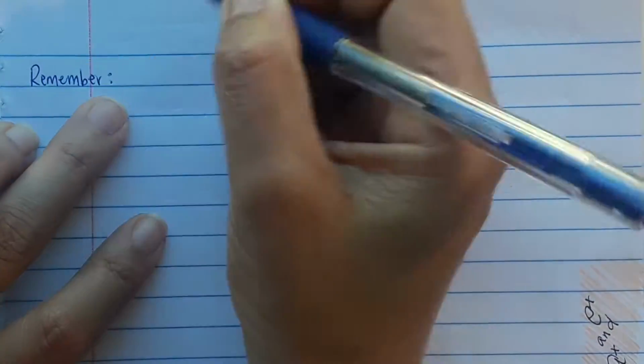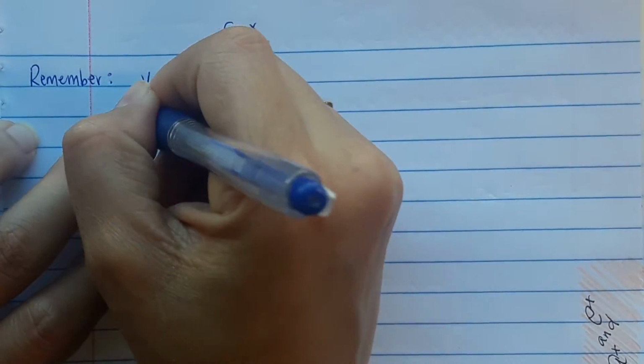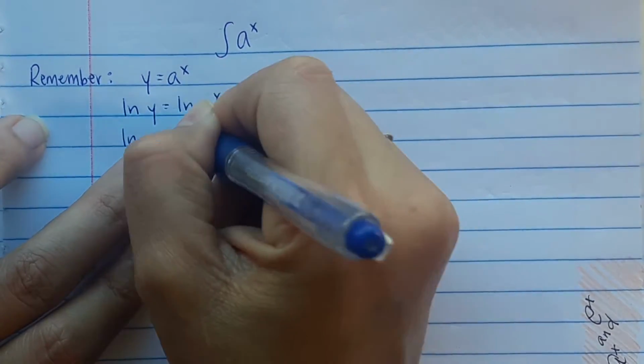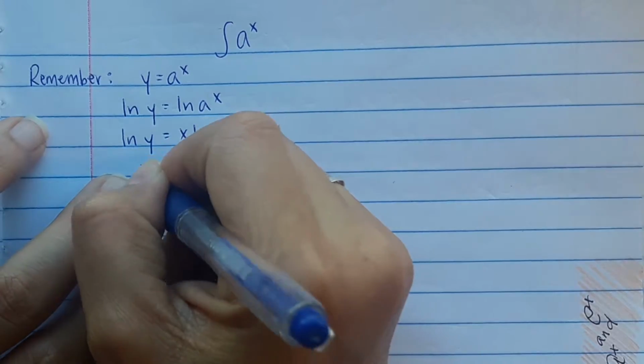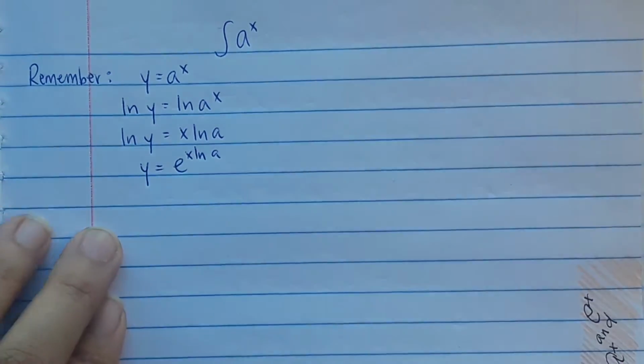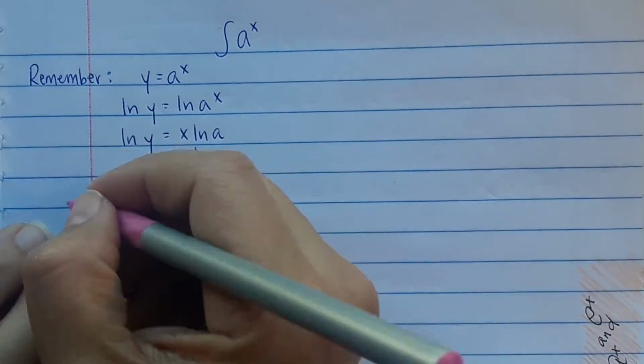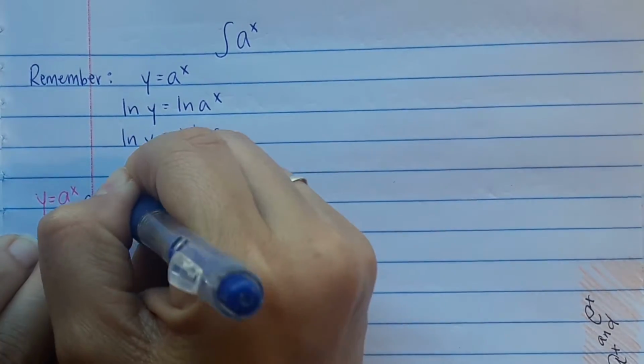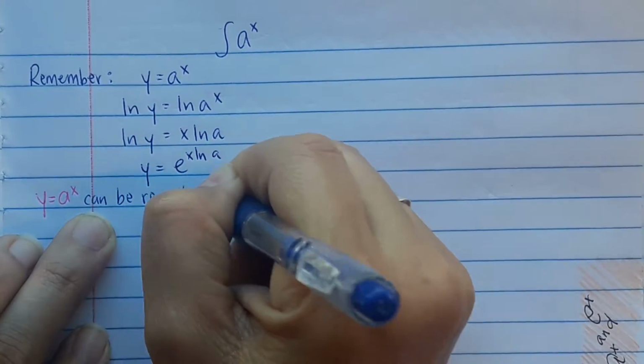Also, a to the x is very straightforward. Remember, we did this before in differentiation. y is equal to a to the x, right? You take log of both sides, then you bring the x down using the power rule for log, and then you raise it back up to e to the whatever to get rid of the log on the y. So y equals a to the x can be rewritten as y equals e to the x log of a.